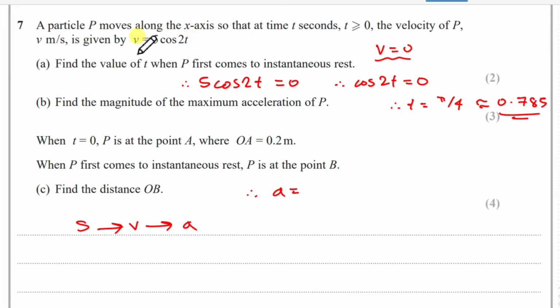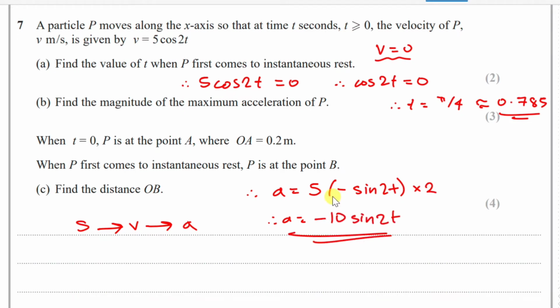Focus on the cos 2t. So let's ignore the 5, leave 5 for a second. Cos 2t basically becomes a minus sine 2t. Let's put this in brackets, minus sine 2t. And then you've got a 2 inside, so when you differentiate that you get 2 outside, so it'd be times 2. In other words, you're just going to get 5 times 2, which is 10. It's going to end up becoming minus 10 sine 2t. That's really it. So now we've got this value.